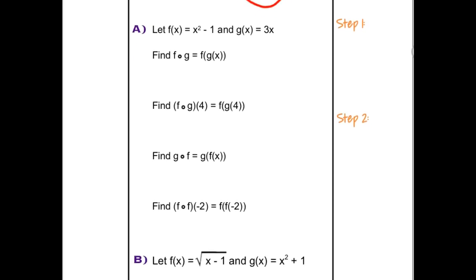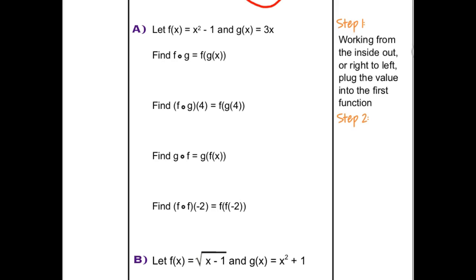So we have here, let f of x equal x squared minus 1 and g of x equal 3x. We want to find f∘g, or f of g of x. The first step is to work from the inside out, or right to left, so starting with g of x, and we're not going to plug, we're going to substitute the value into the first function. So we start on the inside and put x into g of x. Oh, but it's already there.